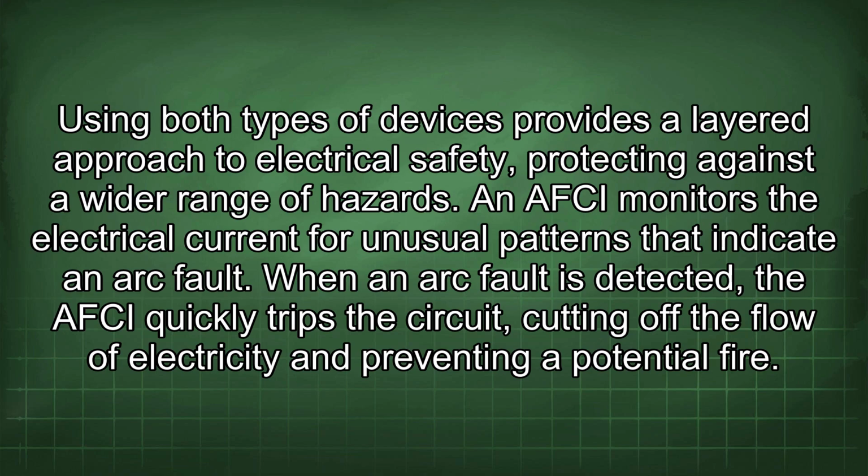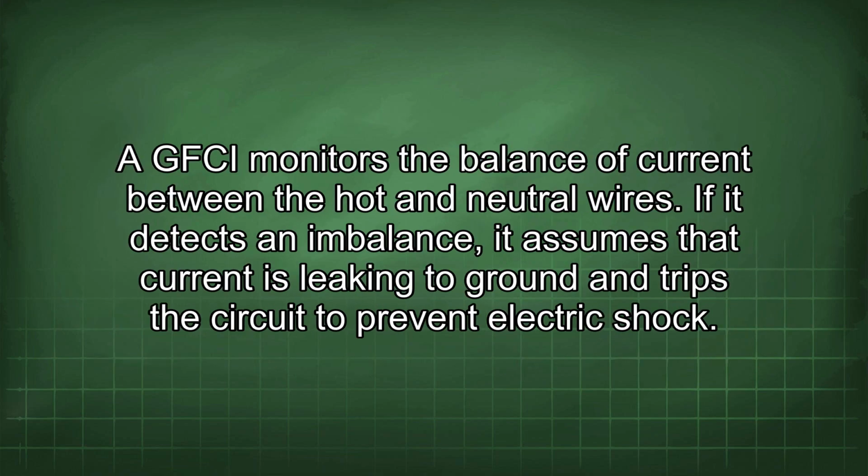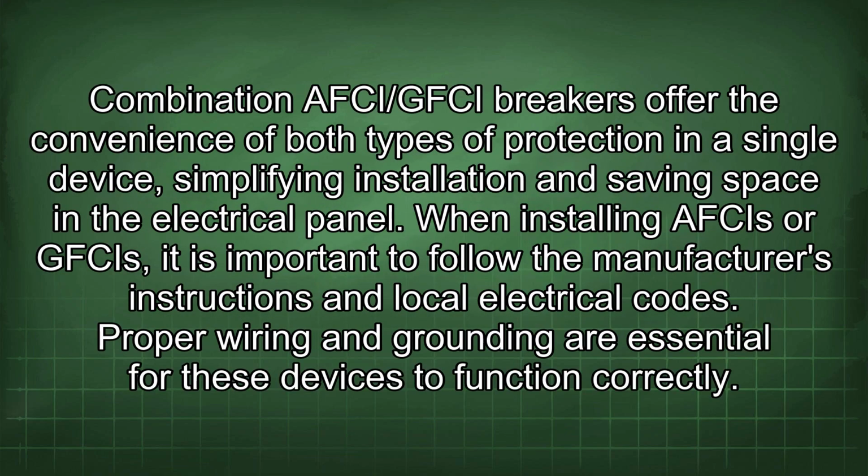An AFCI monitors the electrical current for unusual patterns that indicate an AFCI fault. When an AFCI fault is detected, the AFCI quickly trips the circuit, cutting off the flow of electricity and preventing a potential fire. A GFCI monitors the balance of current between the hot and neutral wires. If it detects an imbalance, it assumes that current is leaking to ground and trips the circuit to prevent electric shock. Combination AFCI/GFCI breakers offer the convenience of both types of protection in a single device, simplifying installation and saving space in the electrical panel.